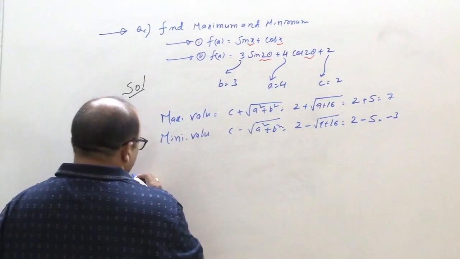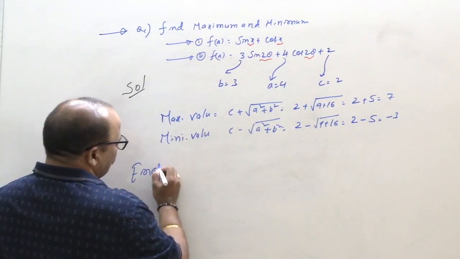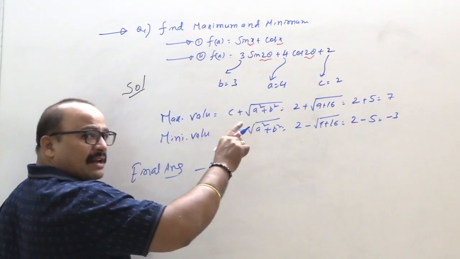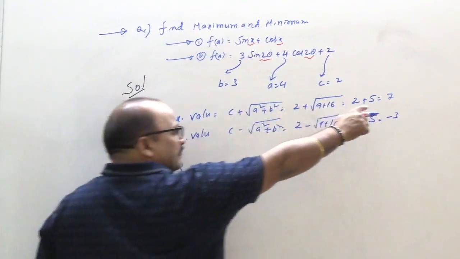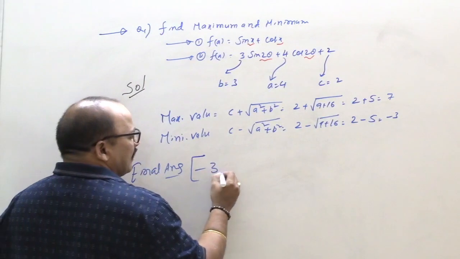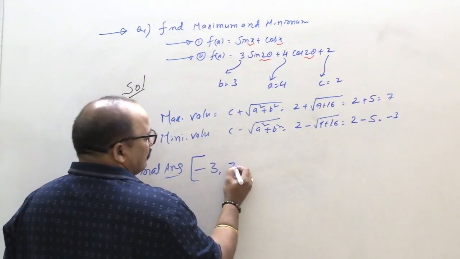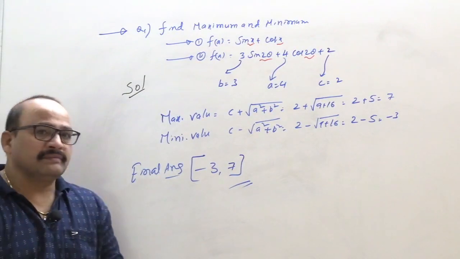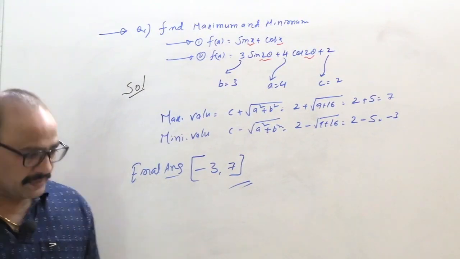So the final answer: you have to write that interval always with minimum first, don't write maximum first. Always interval, minimum value to maximum value. Okay, now students, this is the problem.